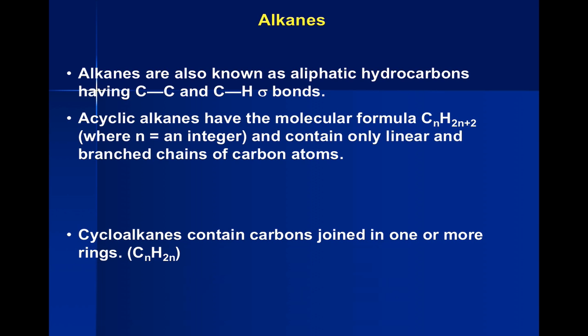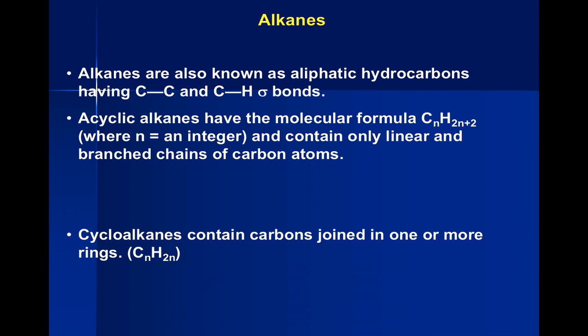Okay? Alkanes are known as aliphatic hydrocarbons, and they only contain sigma bonds, carbon-carbon sigma bonds and carbon-hydrogen sigma bonds. Okay? Acyclic alkanes, that is, alkanes that aren't part of a ring, will have a molecular formula of CnH2n+2. If a molecule satisfies that equation, we say that that alkane is saturated. Okay? N has to be an integer. You have to have a given number of carbons. You can't have half a carbon, right?